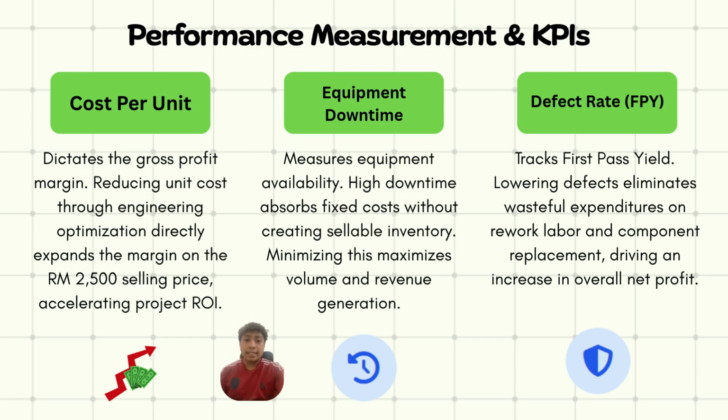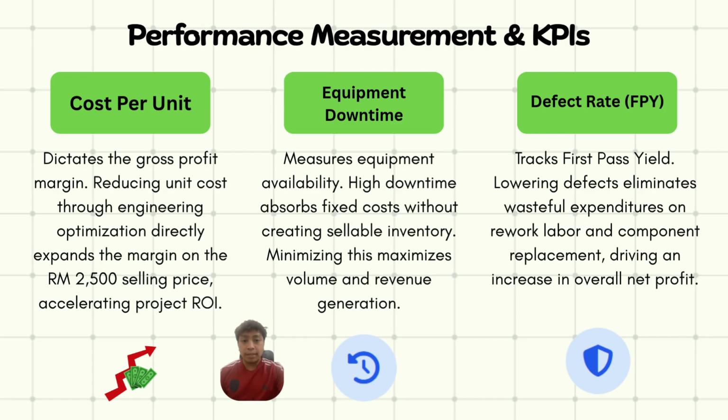So our first KPI is the manufacturing cost per unit. This is our total accumulated direct and overhead cost divided by total hatchback units produced. And financially, this directly dictates our gross profit margin. By engineering better processes to reduce this cost, we expand the margin on our RM 2,500 ringgit selling price, which directly accelerates the expansion project's return on investment.